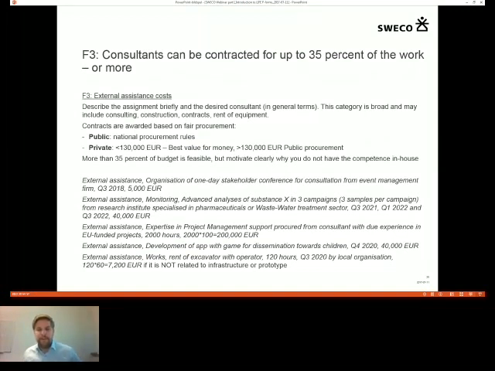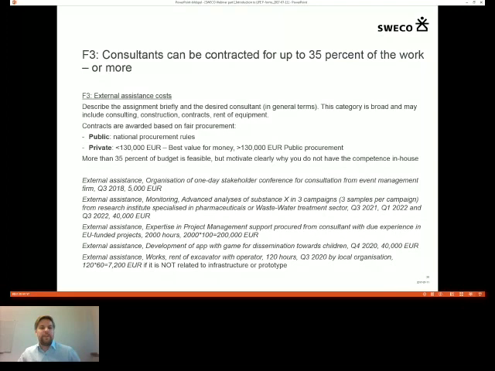In this part, you need to, in every row, describe the desired consultant as well as the assignment. It needs to be brief, but quite clear what you want the consultant to do. This category is very broad and can include lots of different things. For example, consulting or expertise, construction works, if they're not connected to specific kind of infrastructure or equipment, help with contracts and procurement, as well as rent of equipment.